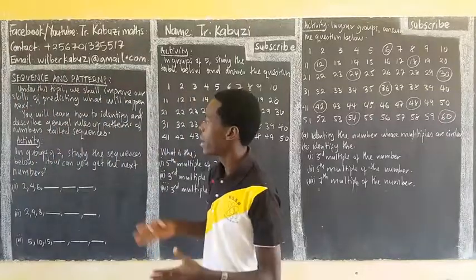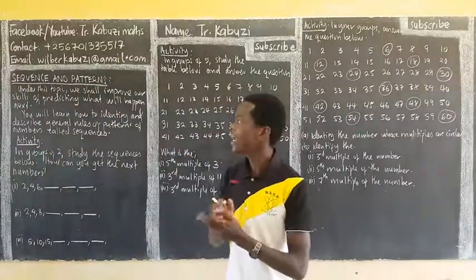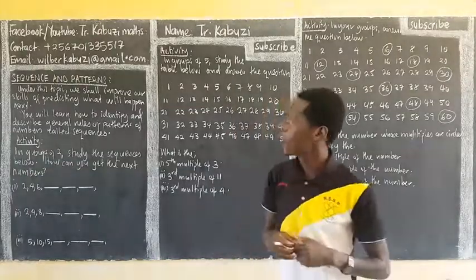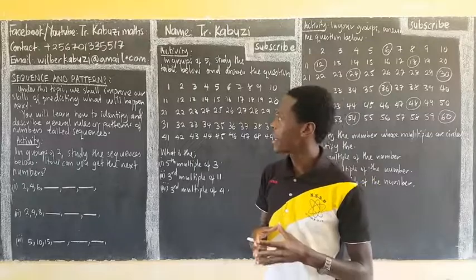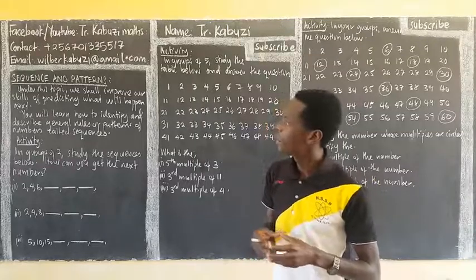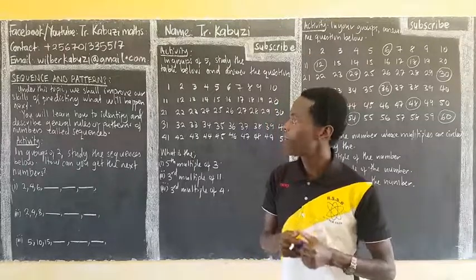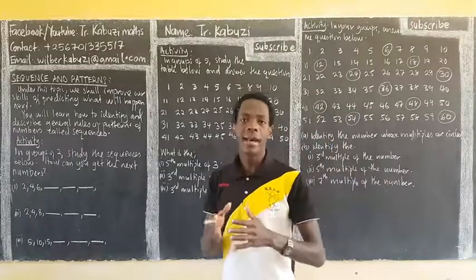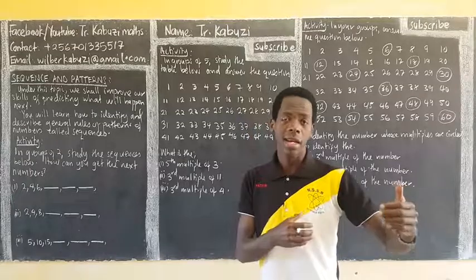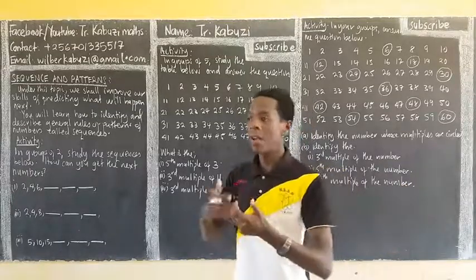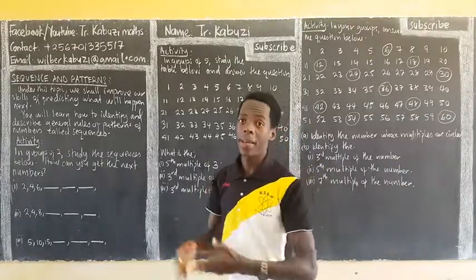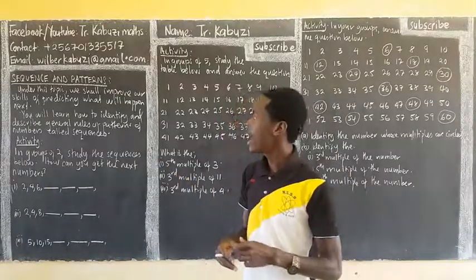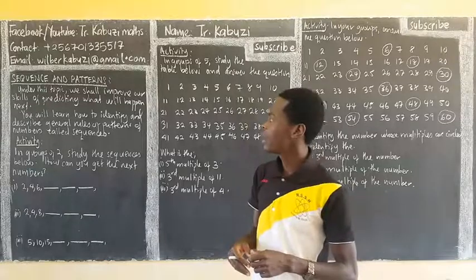Okay, now members, we are going to see our new topic. This is called sequence and patterns. So it's what we are going to handle today. Under this topic, we shall improve our skills of predicting what will happen next. Of course, with sequences, you can see that something is taking a certain trend. So after seeing that trend, you can always predict what is going to happen next, as we are going to see. You learn how to identify and describe the general rule of the pattern of numbers.